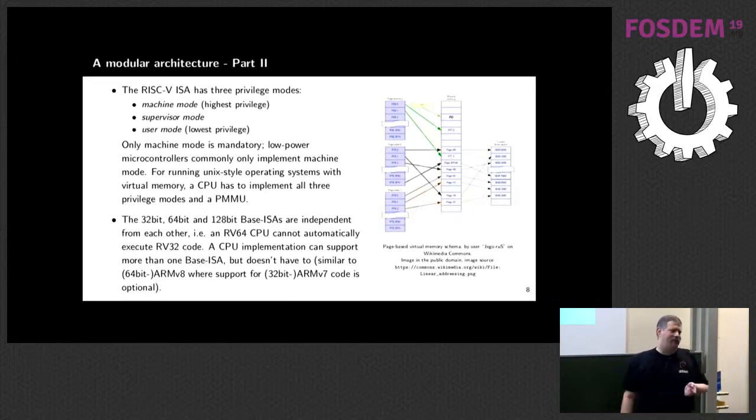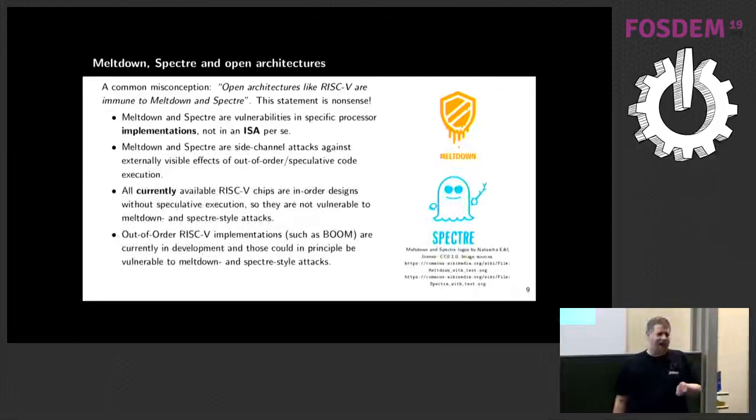Short side note on Meltdown and Spectre. In discussions about RISC-V, often people claim, yeah, RISC-V is the solution to Meltdown and Spectre. It's an open architecture. We won't have any problems with that. It's just nonsense, because Meltdown and Spectre are implementation bugs. They are not a bug in the design of the instruction set architecture, but in specific chip implementations. So while currently we have no RISC-V chips which do speculative execution, which is the base for Spectre and Meltdown, so currently there is no RISC-V chip that's vulnerable. Nobody can guarantee that that won't happen in the future when we get chips that do speculative execution.